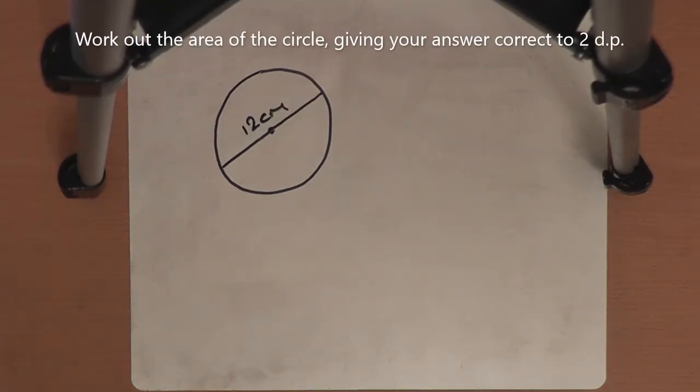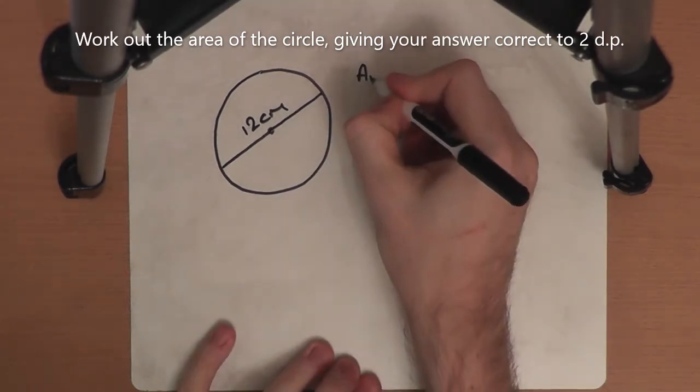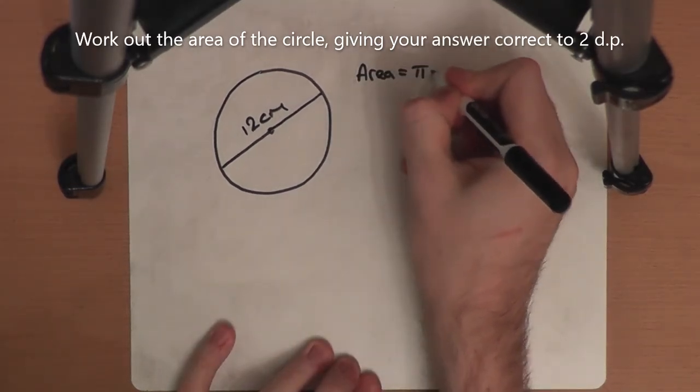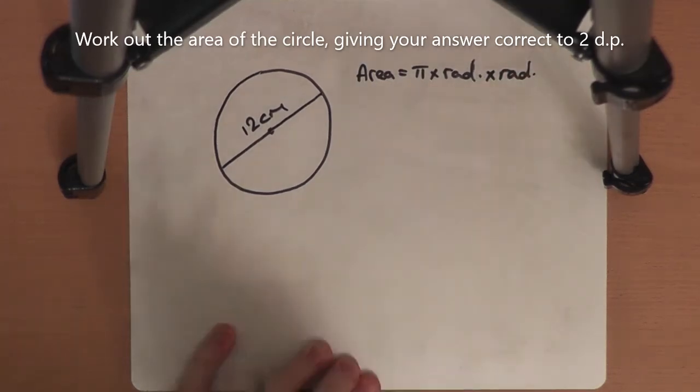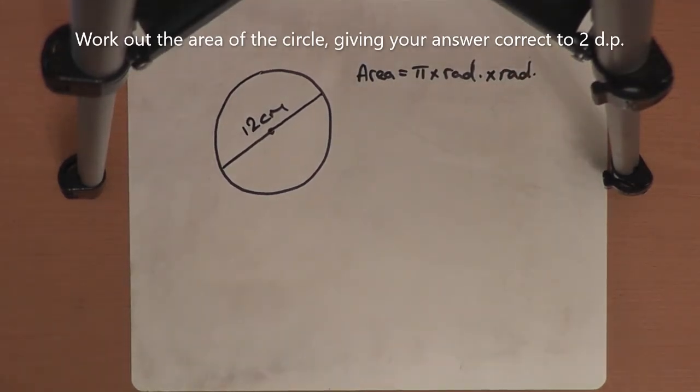Work out the area of the circle, giving your answer correct to 2 decimal places. As always, we start with the formula. Area equals pi times the radius times the radius. And we ask, simple question, are we given the radius? Well, actually the answer to this is no, we are not.